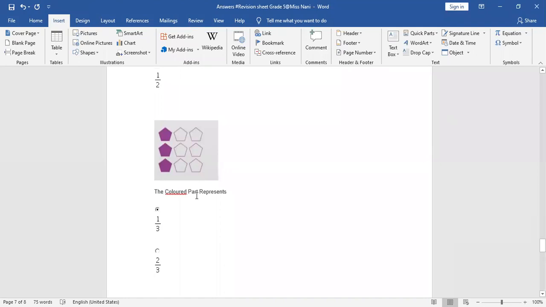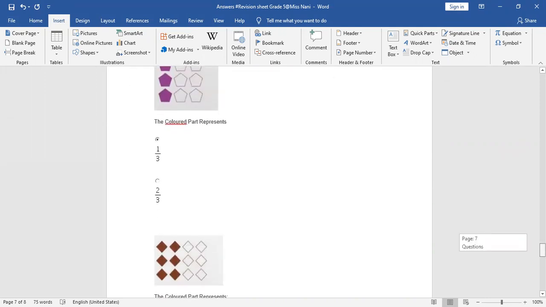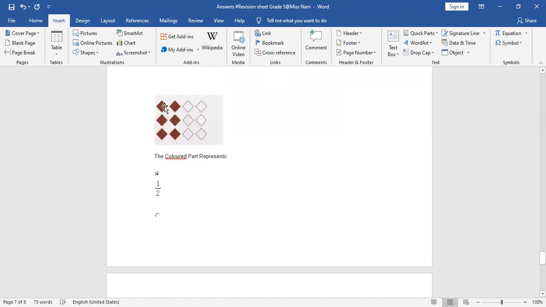The colored part represents here what? How many parts do I have? 1, 2, 3. And how many are colored? 1. So it's 1 out of 3. The colored part represents what? 2 out of 4. When I simplify it, it's 1 out of 2. 2 divided by 2 is 1. 4 divided by 2 is 2.